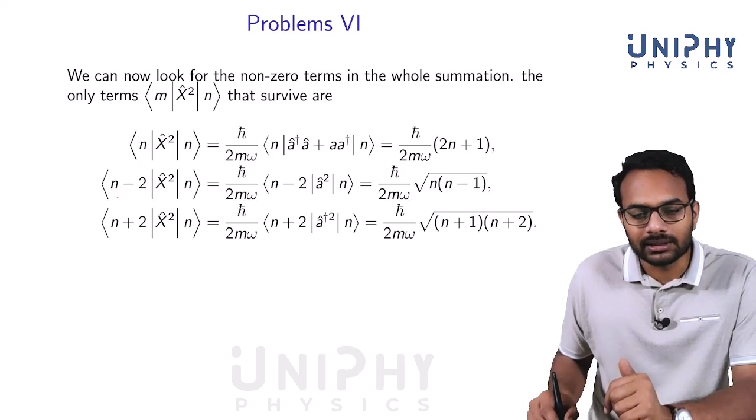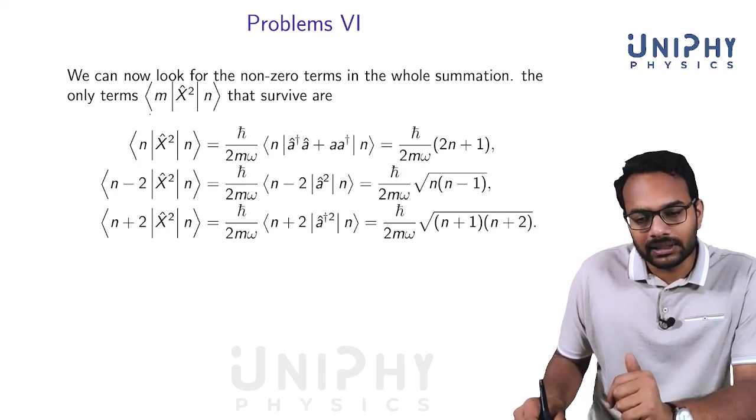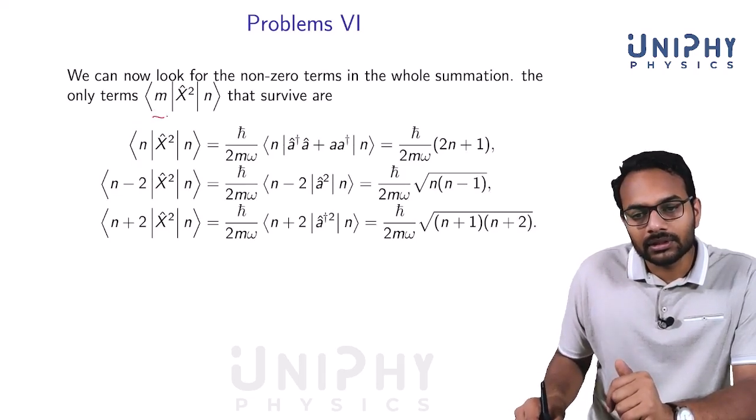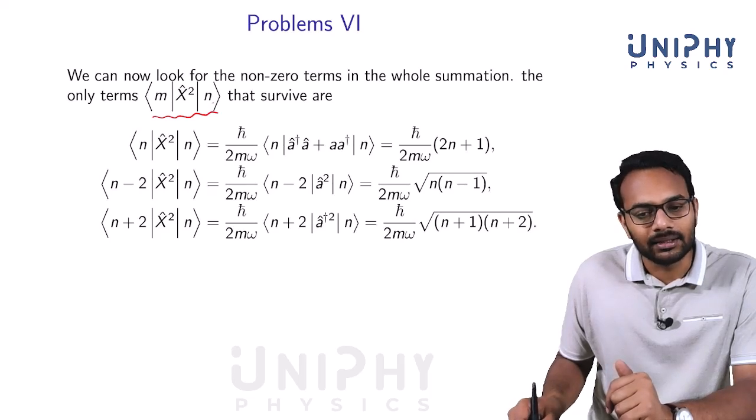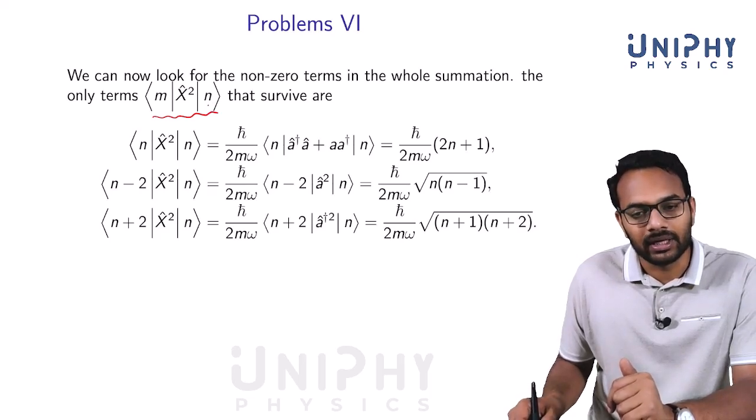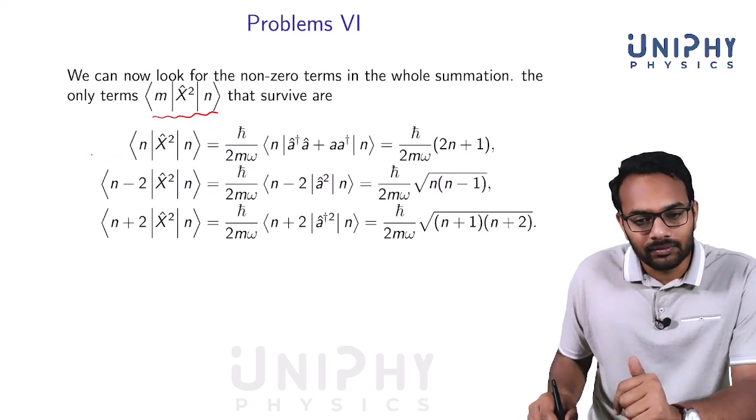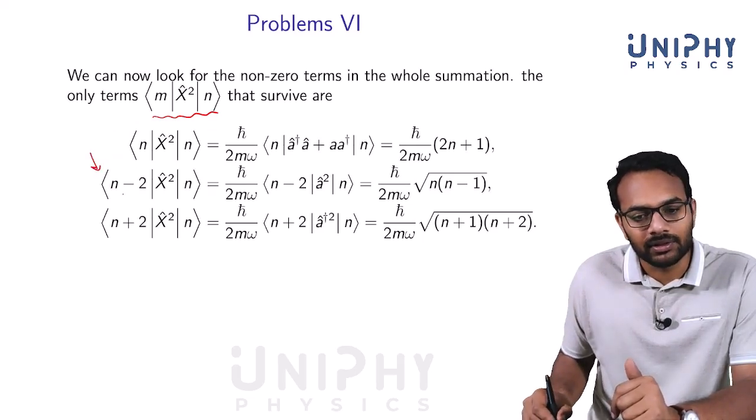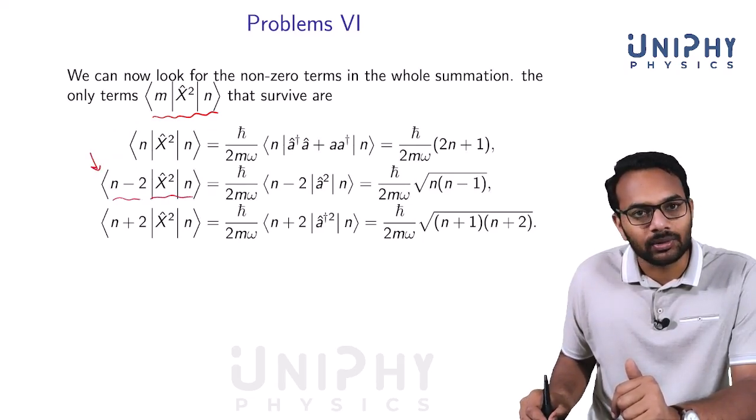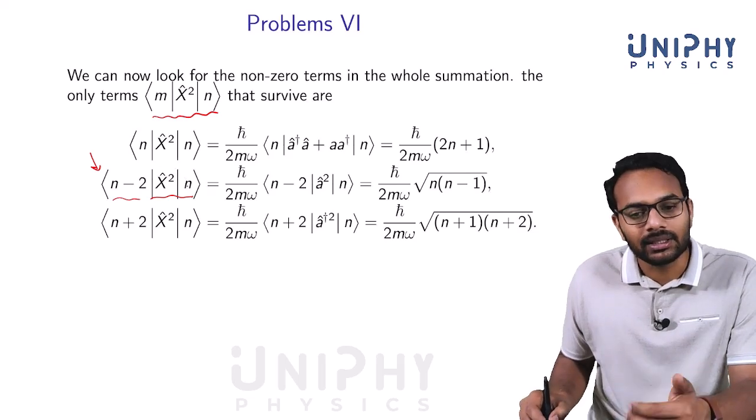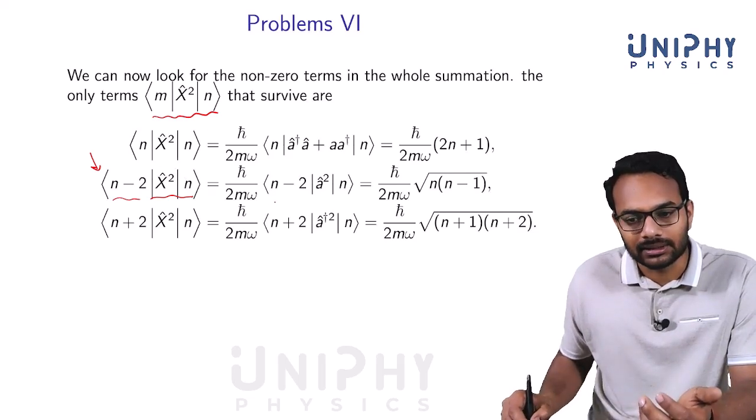First, this thing. Another way of saying this: the non-zero terms in m|x²|n, the terms that survive. This is the term that we are talking about. When you do n minus 2 in x² n, that a† squared term will be non-zero. So that's what we have here.